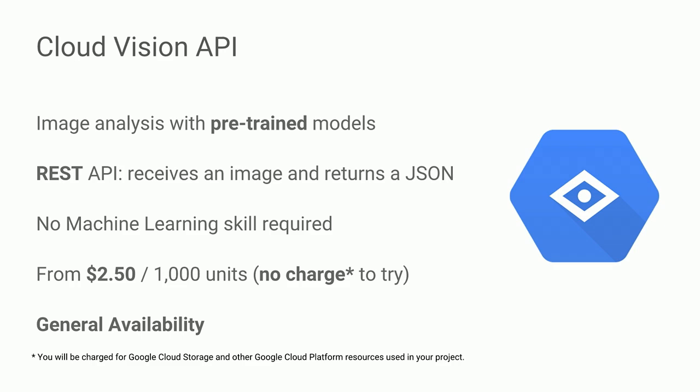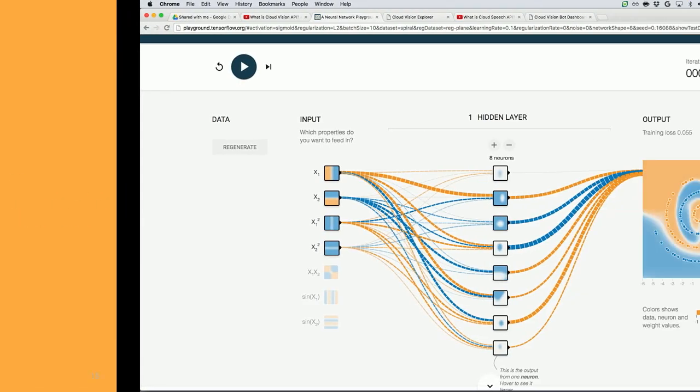So you don't have to have any machine learning skill set or experience. And it's so inexpensive. It only costs $2.50 per 1,000 units or images, and it takes no charge to start trying out the API. So let's look at another demonstration for Cloud Vision API.